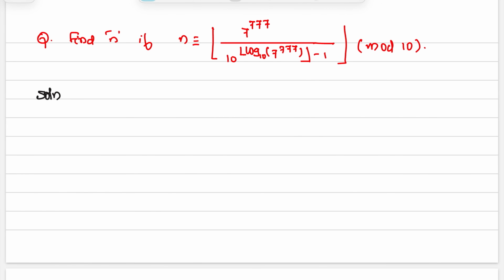Solution. Here, let us take the denominator first. In the denominator, what is written? 10 to the power of floor of log to the base 10 of 7 to the power of 777, floor closed, minus 1.